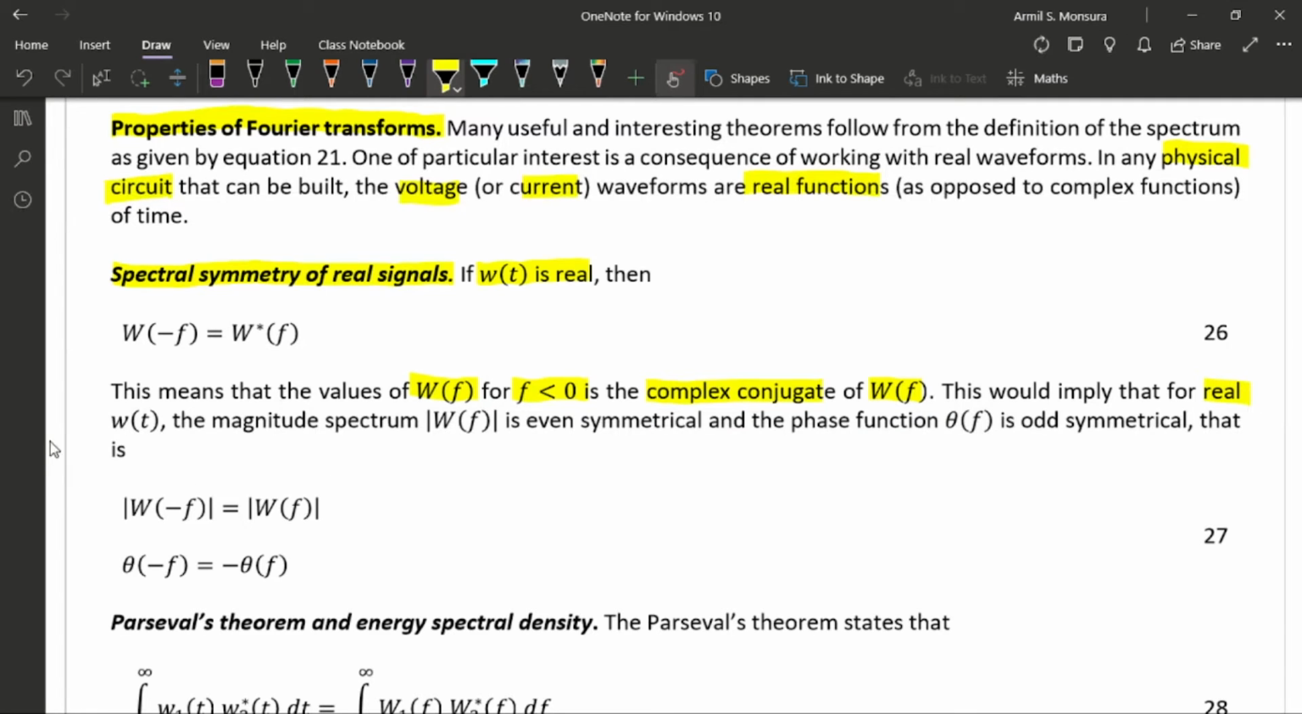Now for real signals, it would imply that the magnitude spectrum is even symmetrical. That is always the case. It means that when we have a real signal, the magnitude spectrum must be even symmetrical, and the phase function must be asymmetrical. So that is what we will always remember here. Whenever we are obtaining the spectrum of a real-valued waveform, the magnitude spectrum must always be even symmetrical, while the phase function must always be asymmetrical.